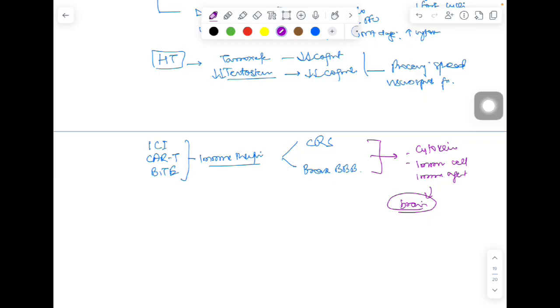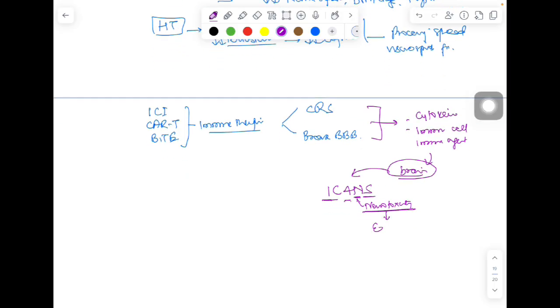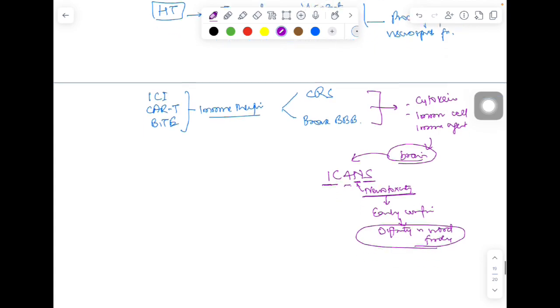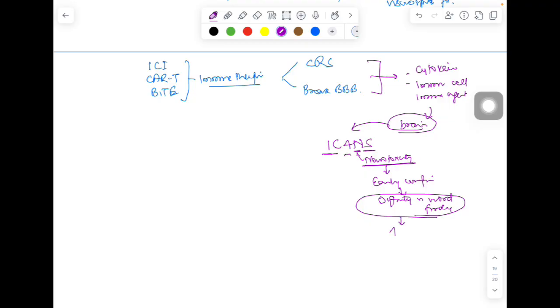Now the cytokine surge and the blood-brain barrier breakage lead to the problem of ICANS, effector cell associated neurotoxicity syndrome. ICANS is a separate topic altogether and very important. What we know about this neurotoxicity is that it is a spectrum. It can vary from early confusion to difficulty in naming, difficulty in word finding. This is most classical. The person fails to find the word he was saying, and then it slowly progresses with increasing asthenia, then myoclonus and coma. So the whole spectrum is there. One can fit anywhere.